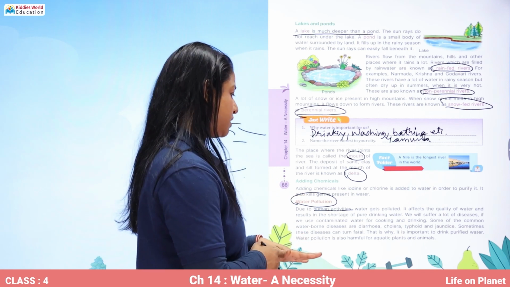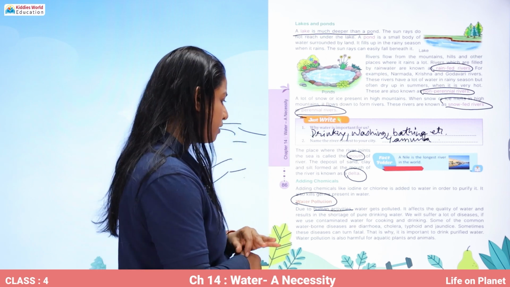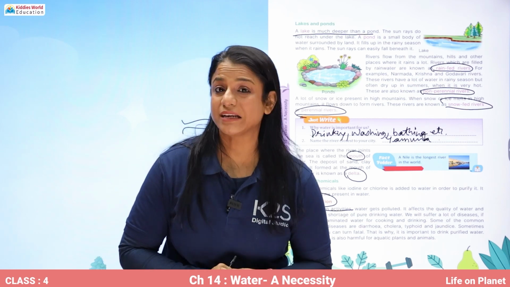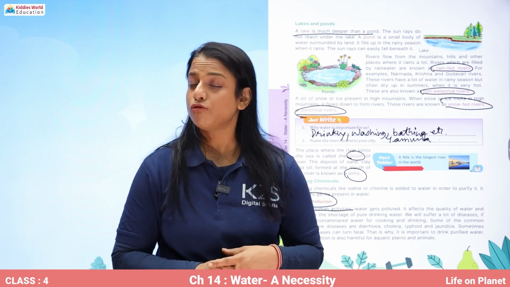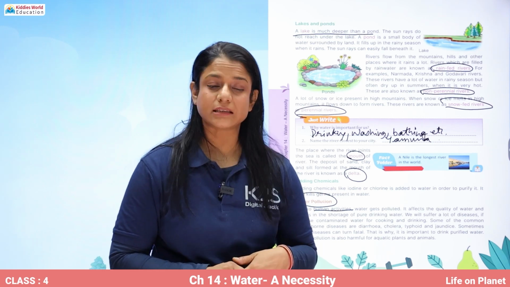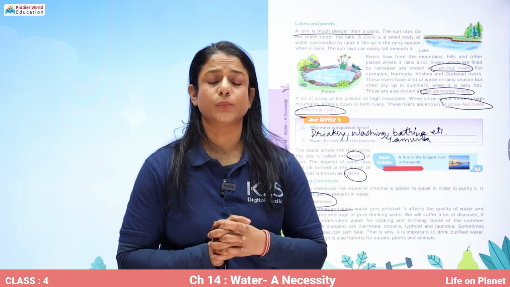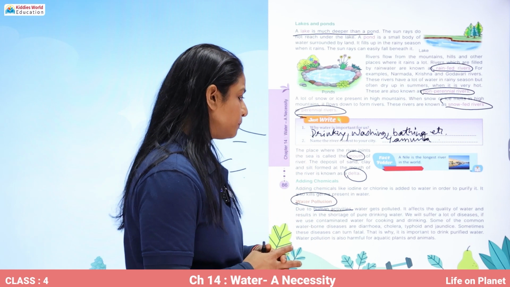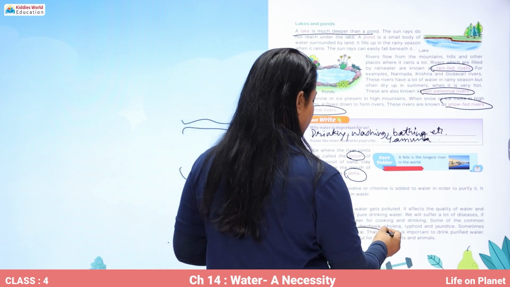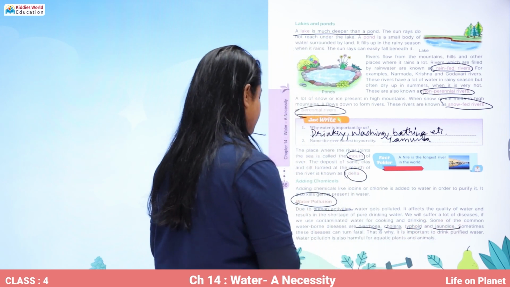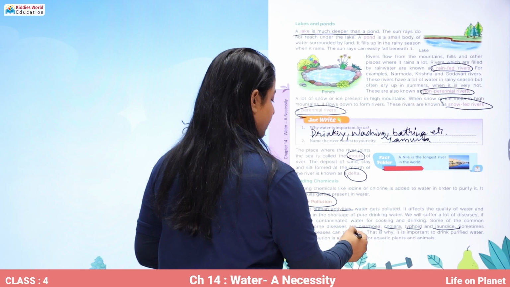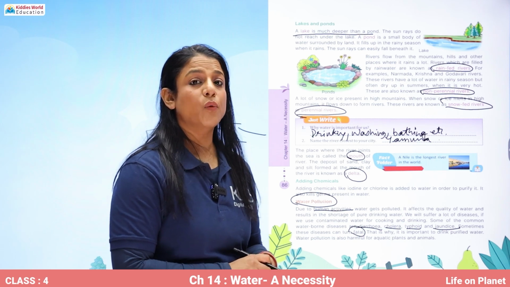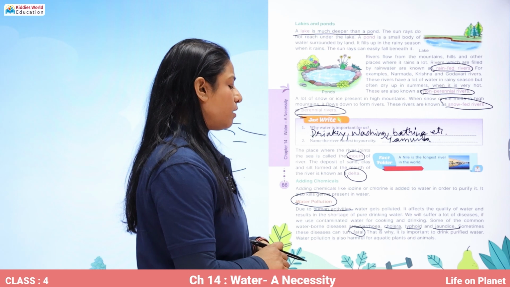We will suffer a lot of diseases if we use contaminated water for cooking and drinking. Contaminated water is water which has a lot of germs, bacteria, fungus, and by accident if we use it, we can fall seriously ill. There are so many waterborne diseases which are caused by water which is not germ free. Some of the common waterborne diseases are diarrhea, cholera, typhoid, jaundice. Sometimes these diseases can turn fatal. Fatal means we can die if we catch such waterborne diseases and it gets worse. That is why it is important to drink purified water.